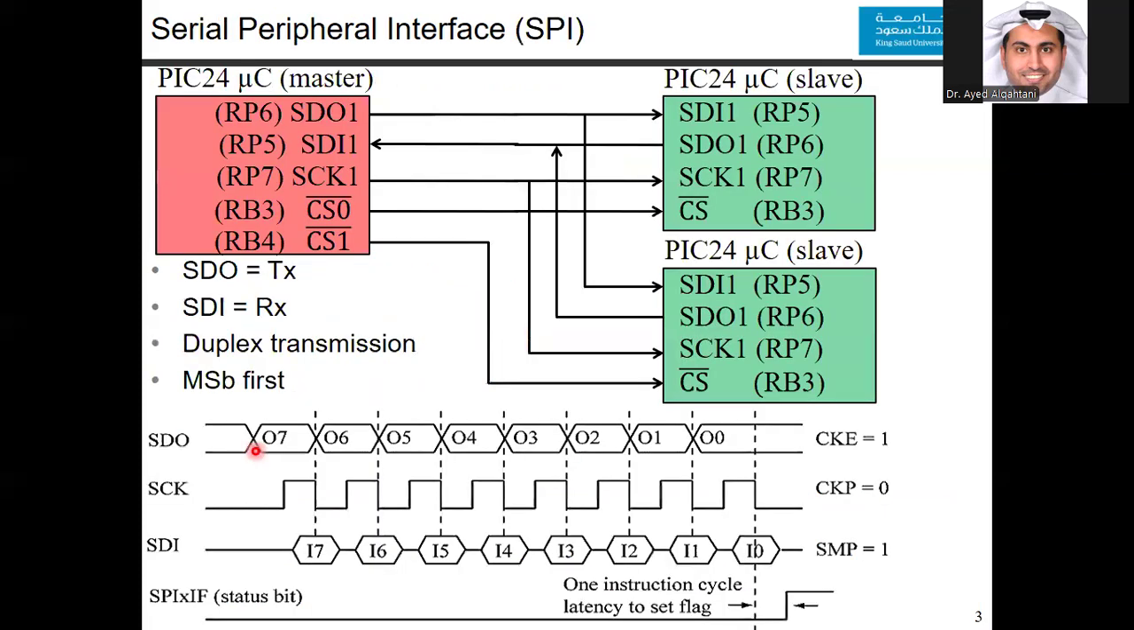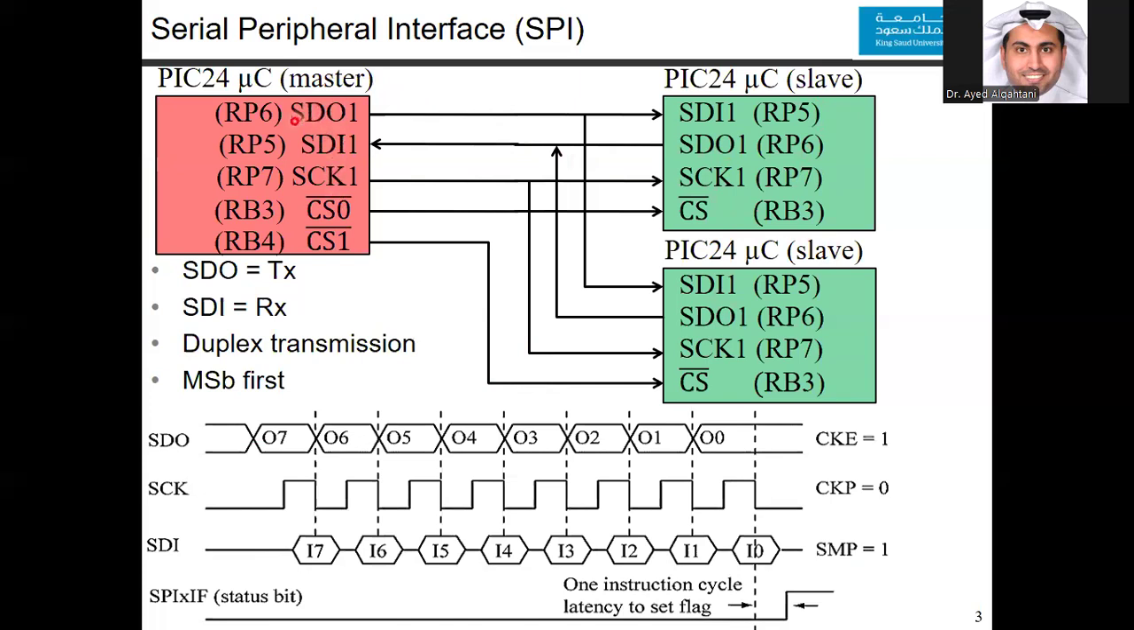Now, for the SPI, let's have this example to understand it better. Let's say that you have a microcontroller that needs to communicate with 2 other microcontrollers. So they are all PIC24. We have to pick one of them and we make it the master. The others will be slaves. And now we have the 4 wires that we need to have.